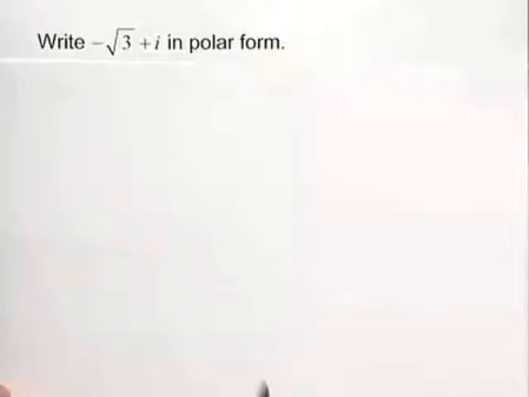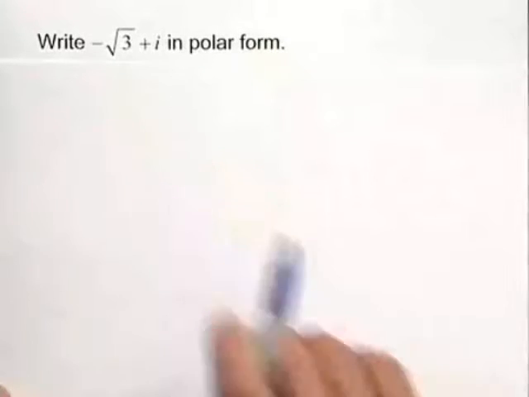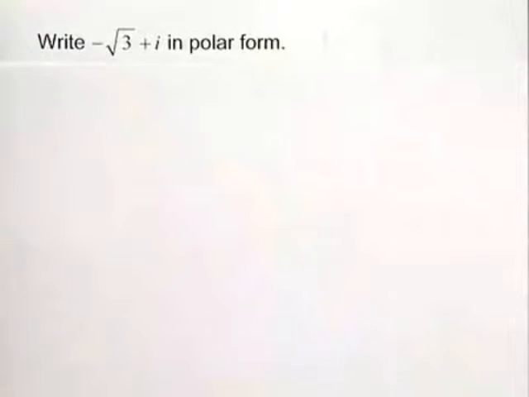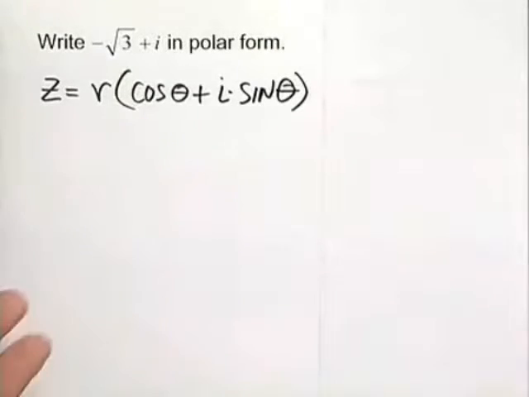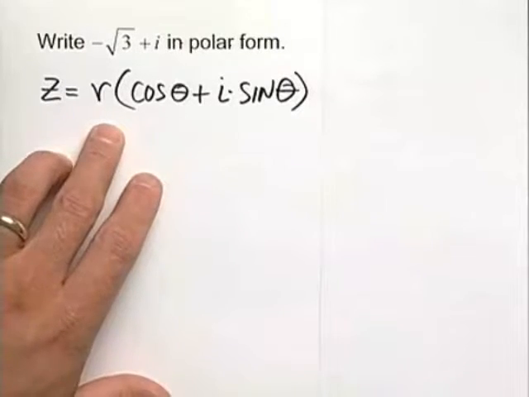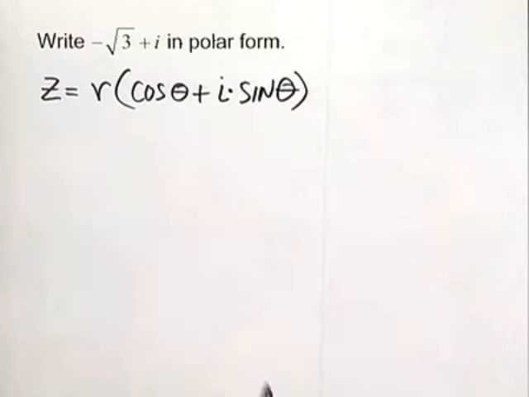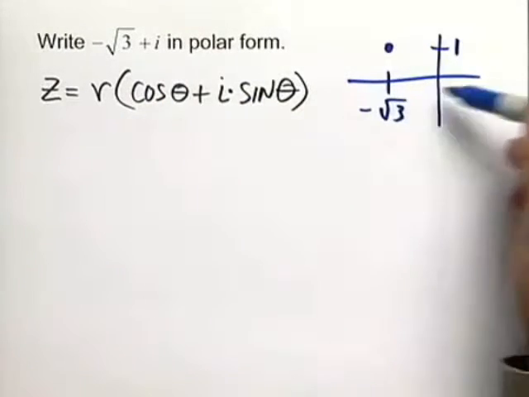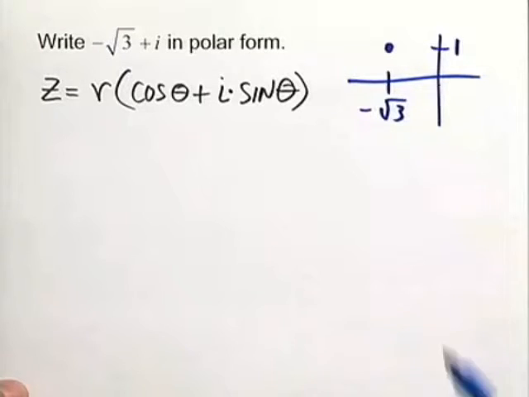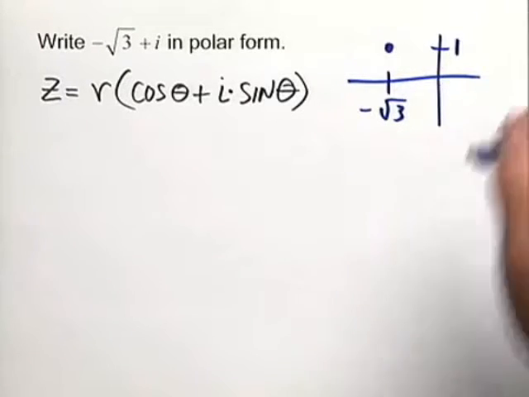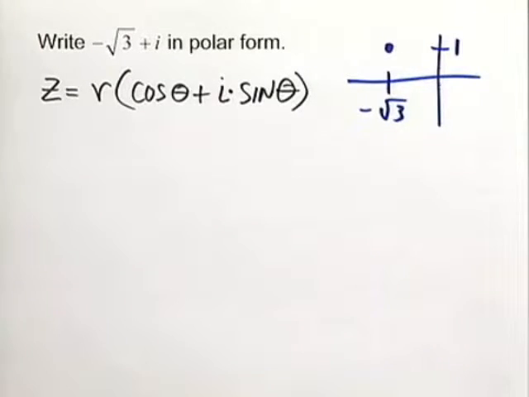Consider the following example. We want to write negative square root of 3 plus i in polar form. Now that means we want this to be in the form r times the quantity cosine theta plus i times the sine of theta. Now let's graph this in the complex plane. We know that the real part is the horizontal axis and the imaginary part is the vertical axis. So it looks something like the following.